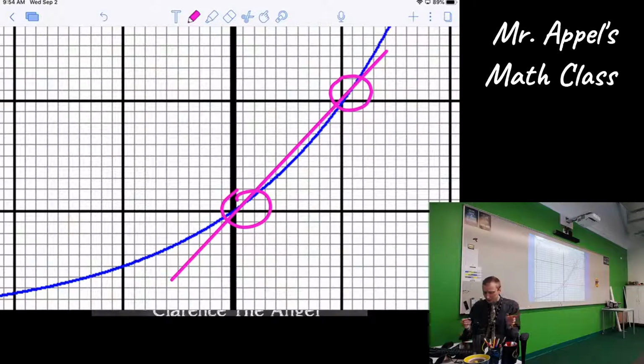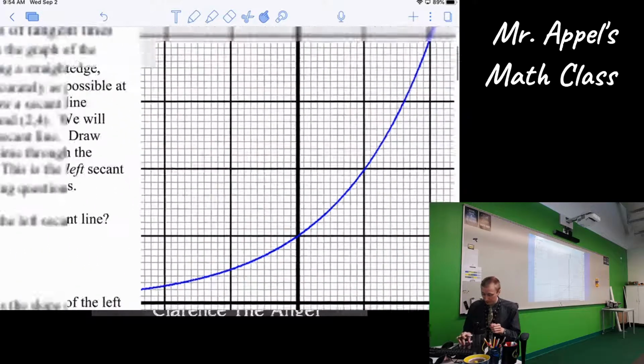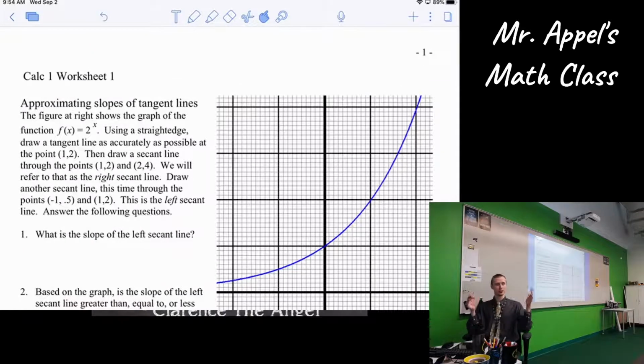Anyways, so what we're going to do on this worksheet is we're going to start trying to calculate that slope of the tangent line by using a really close secant line. So reading these directions, they say we have the graph of the function f of x equals 2 to the x. So this is an exponential function. We'll do some more with exponential functions later. Using a straight edge, draw a tangent line as accurately as possible at the point 1, 2.